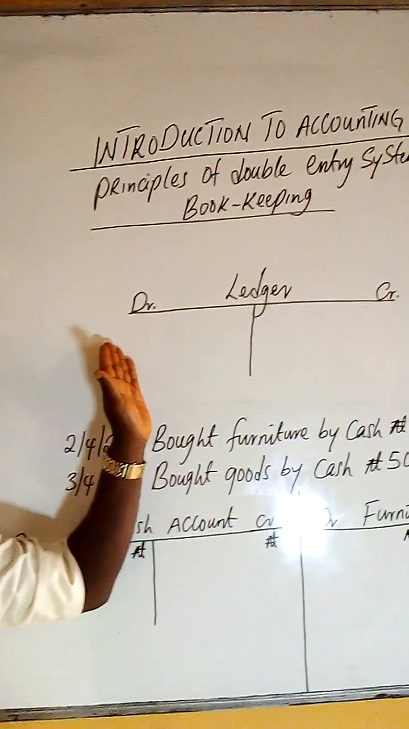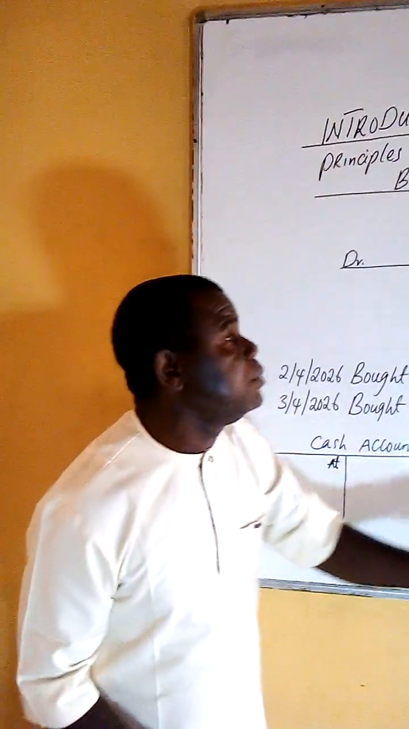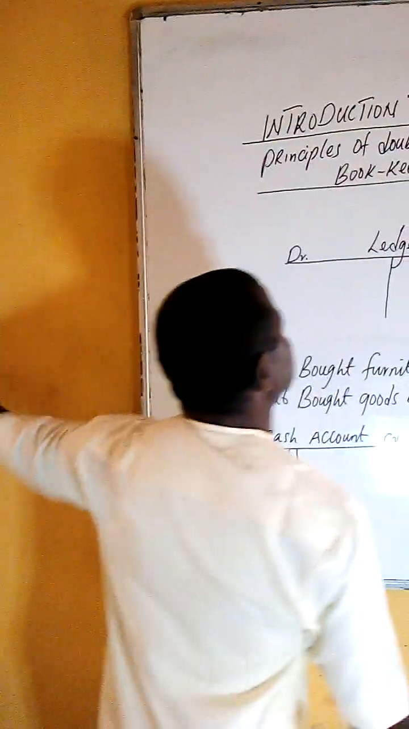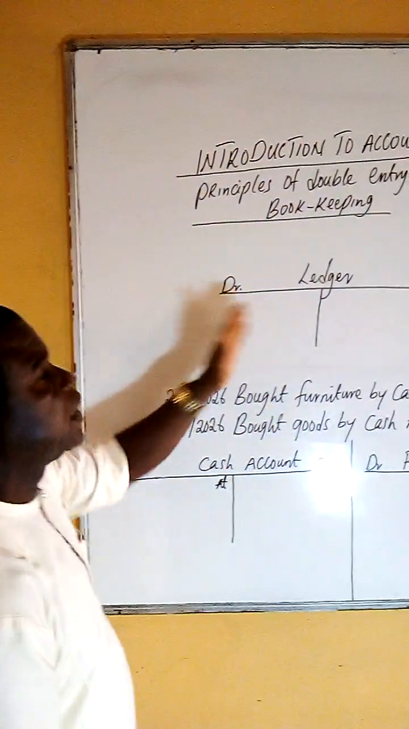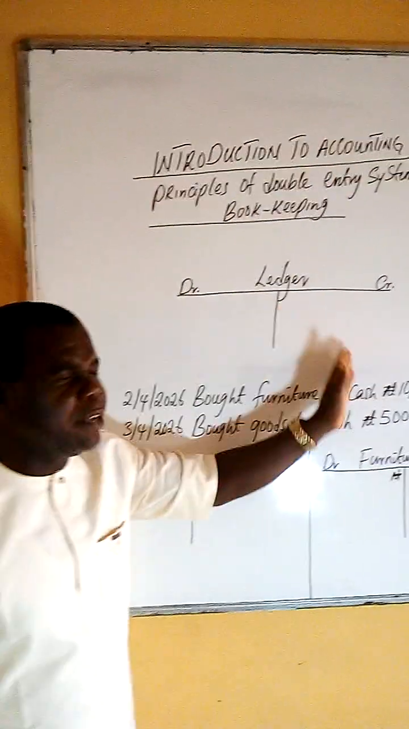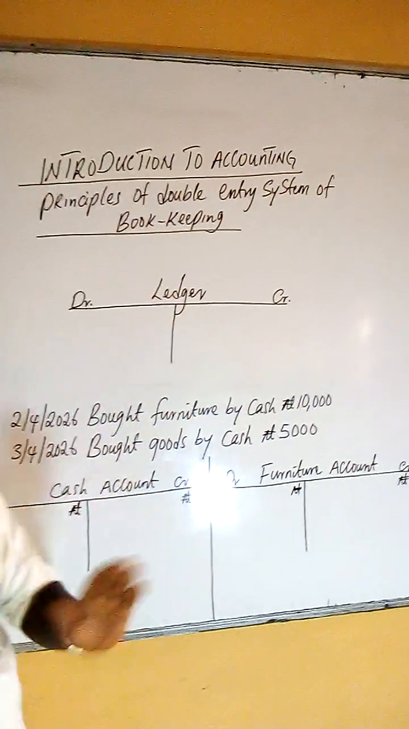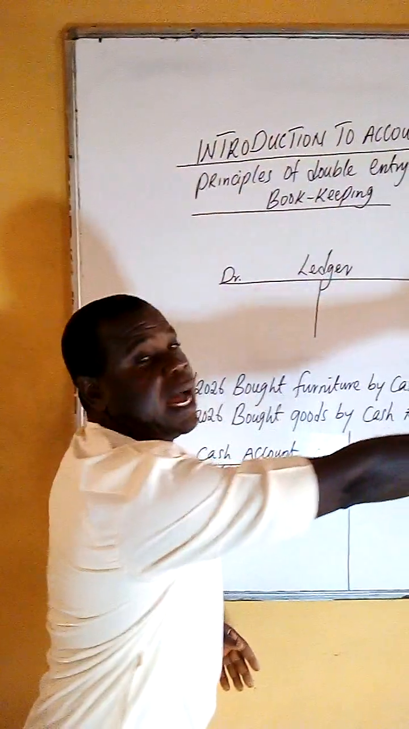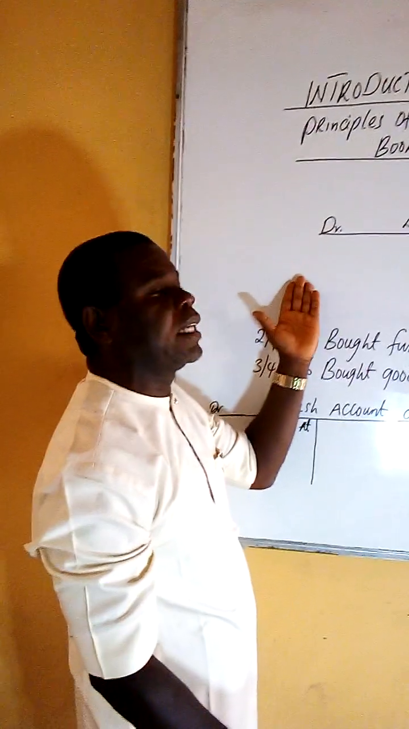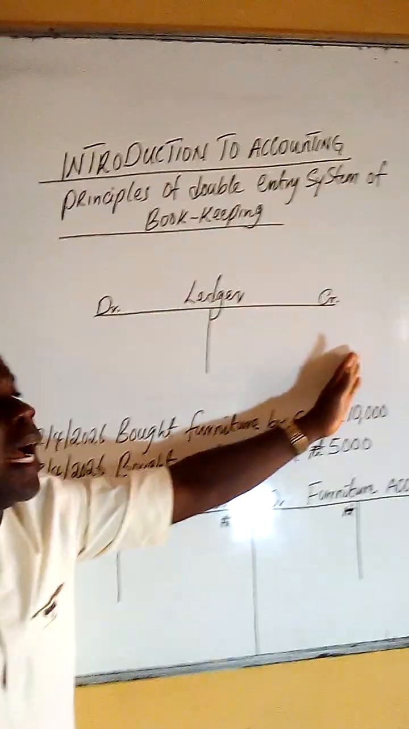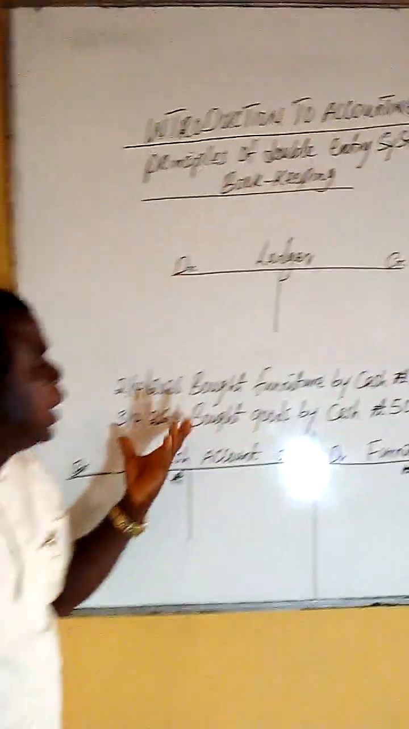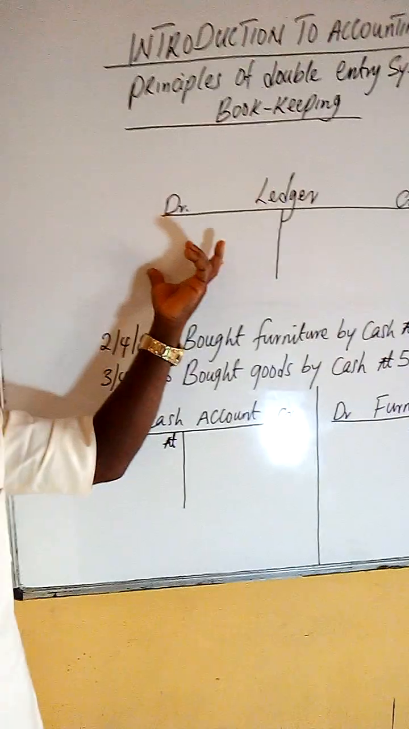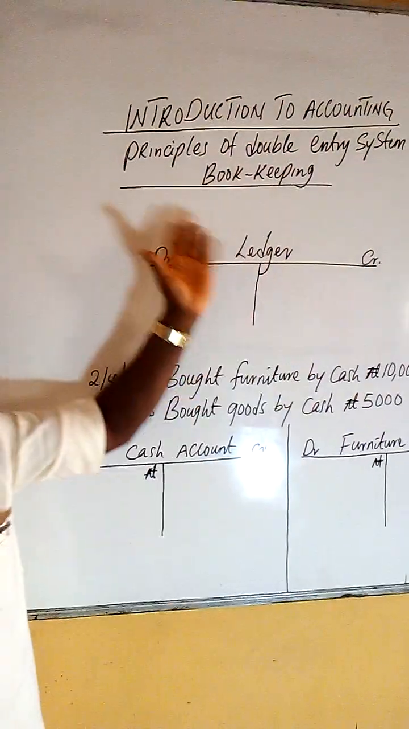Then what is debit? When we talk of debit, debit simply means posting or recording a transaction in the left hand side of the ledger. Credit means posting a transaction or recording a transaction or an account in the right hand side of the ledger. So this is the left hand side of the ledger and then the right hand side of the ledger. Then there are two illustrations I'm going to use to explain how we are going to debit in the ledger and then credit in the ledger, which is what is called double entry.